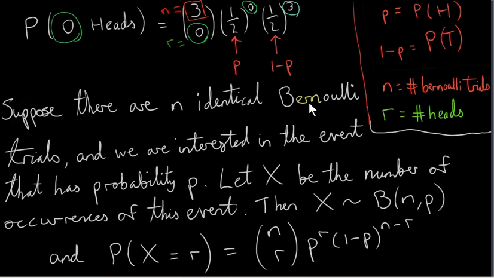Suppose there are n identical Bernoulli trials, and we are interested in the event that has probability p. Remember, for a Bernoulli trial, there are two events. One event has probability p. The other event must have probability 1 minus p, because the two events of a Bernoulli trial have probabilities that sum to 1. p plus 1 minus p is 1. So in the coin toss example, p was the probability of getting heads, which we know is a half. 1 minus p was also a half for the coin toss example, but of course p could be any number between 0 and 1.